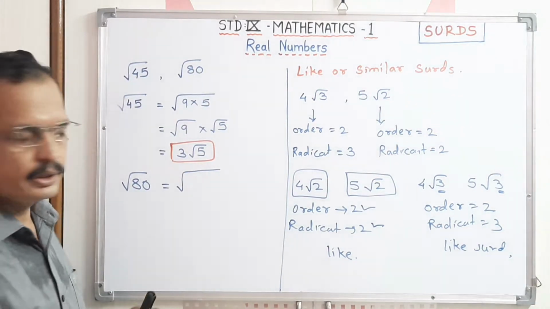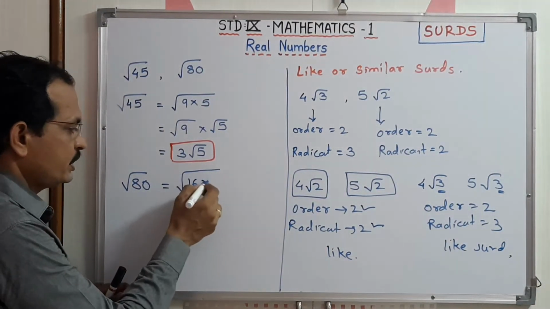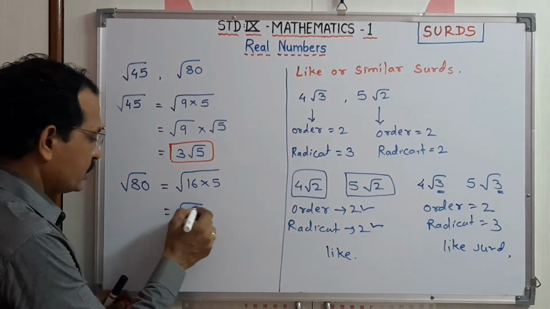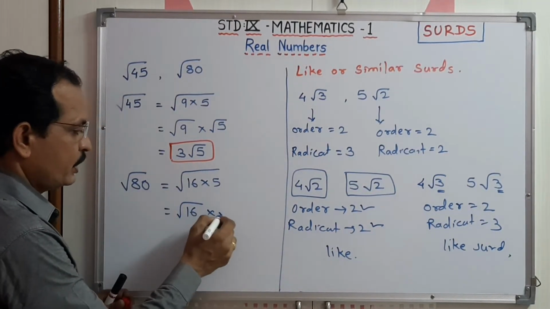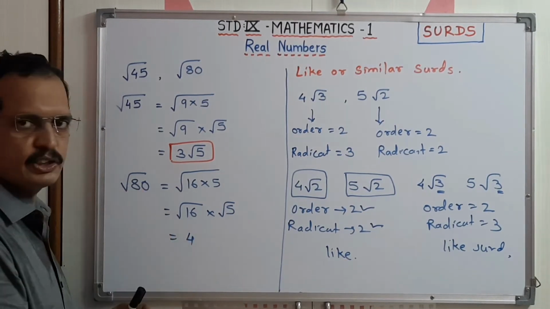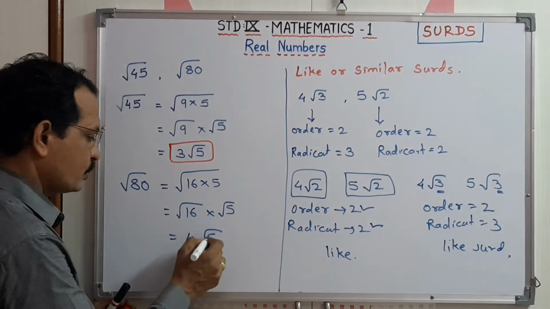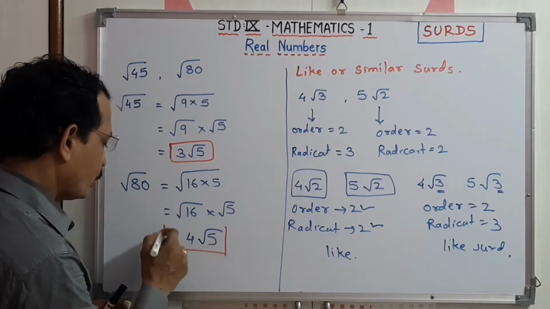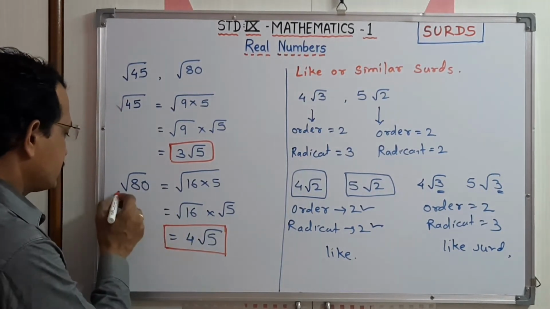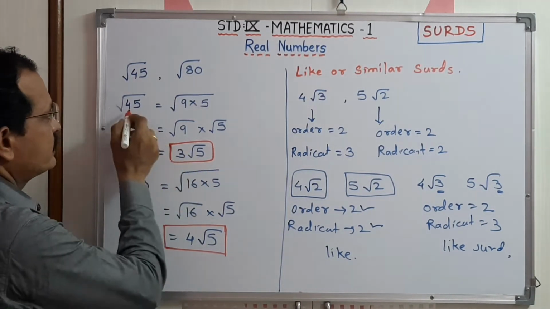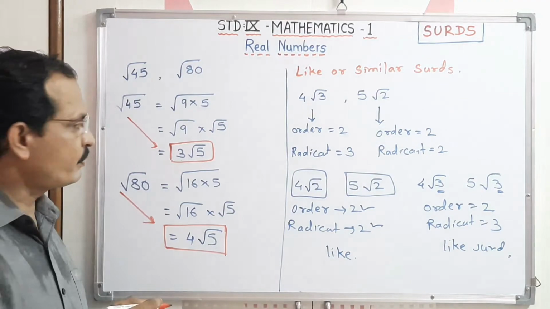Order is 2. It is 16 times 5. Now you understand, square root of 16 into square root of 5. Now square root of 16 is 4 and here it is root 5. Now see, dear student, 4 root 5 is the simple form of root 80. And 3 root 5 is the simple form of root 45.